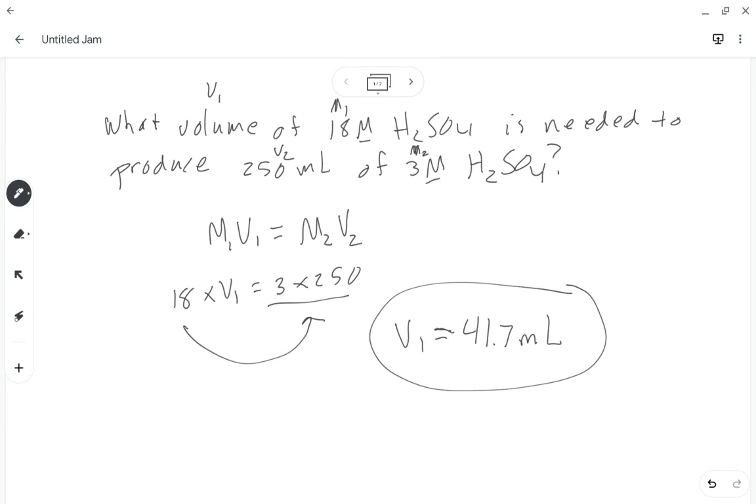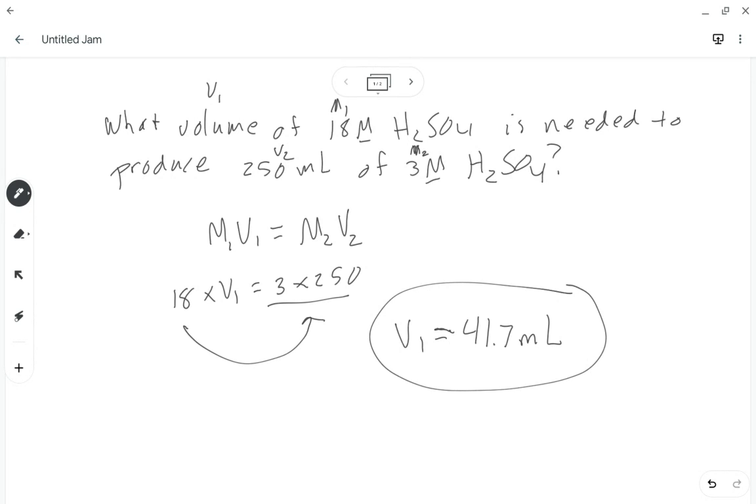In other words, if you start with 41.7 milliliters of the 18 molar sulfuric acid, you can then add water. Apparently you would need to add 208.3 milliliters, because if you add that to 41.7, you'll get 250. And of water, you add that water to it, and it'll become 3 molar sulfuric acid.